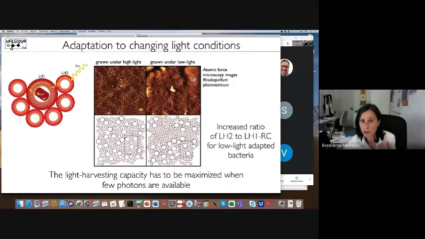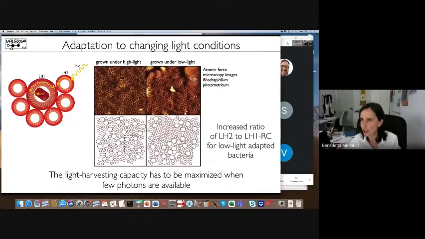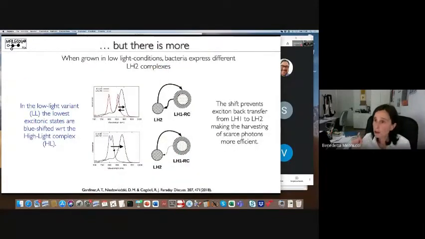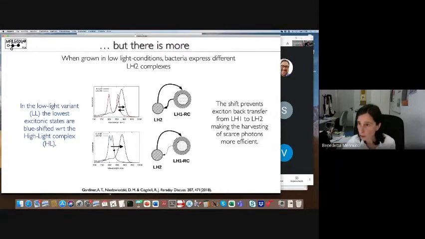But when the system is grown under low light condition, there is a change in the ratio, because you have to maximize the light harvesting, because you have fewer photons available. So the photosystem changes in terms of composition. But there is more. Not only does the photosystem change in composition, but the single antenna changes. So the single LH2 antenna, if the bacteria is grown under high light condition or low light condition, is different, and the spectroscopy of the antenna changes.